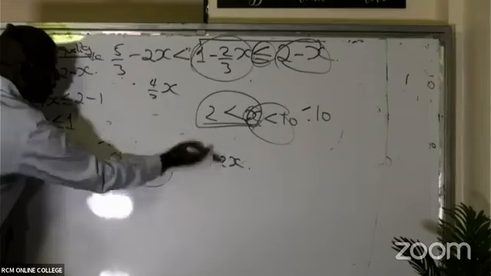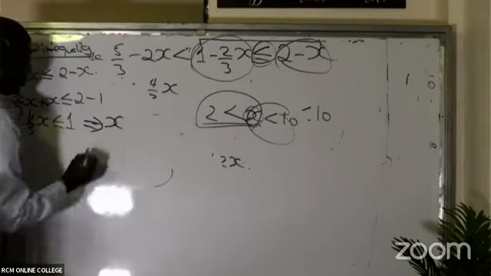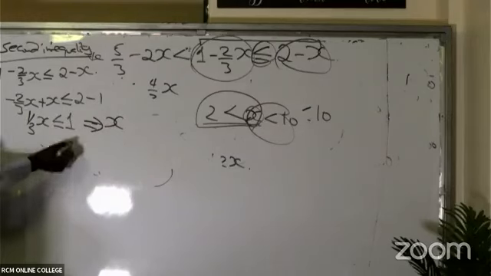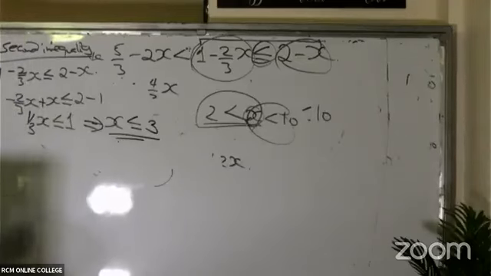So once I reach here, is there somebody who is able to tell me what the value of x will be? Because now you have to multiply both sides by 3. So it will be x less or equal to what here, somebody? 3. X is less or equal to 3.